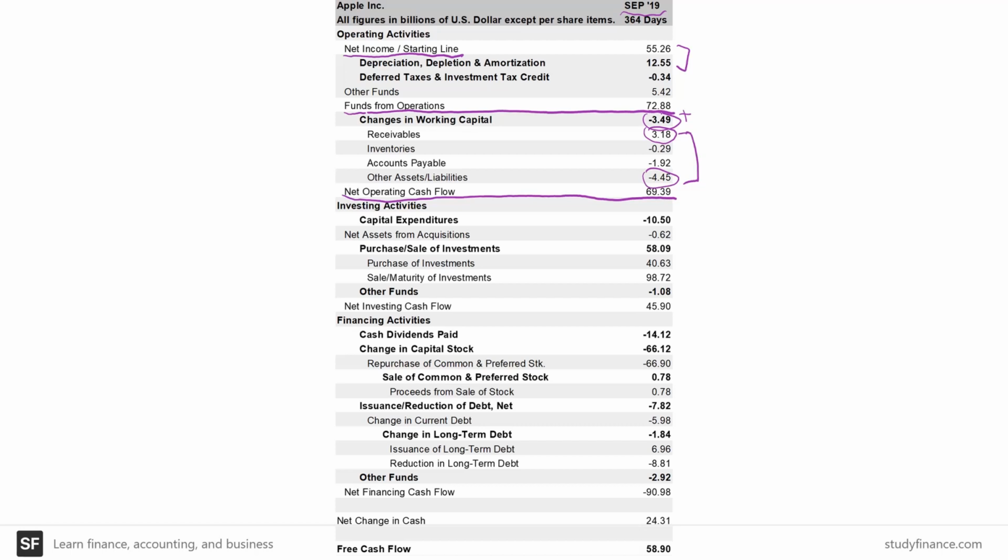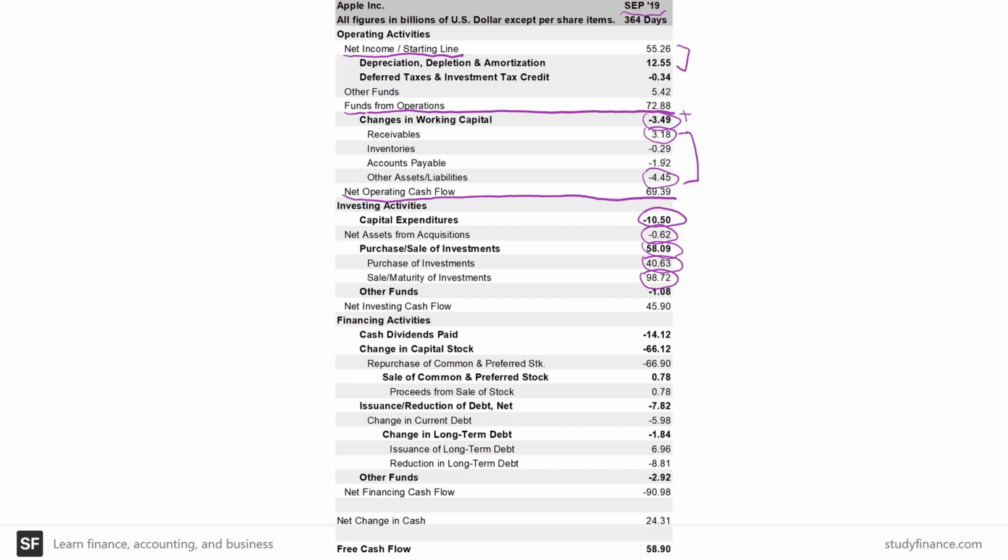Under investing activities, we can see that Apple has spent $10.5 billion in capital expenditures and $0.62 billion in acquisitions. So $98 billion worth of securities were either sold right here or they matured, while 40.63 billion were purchased during that period. So this meant that there was a cash inflow of 58.09 billion as there were more sales or maturities of investments than there were purchases.